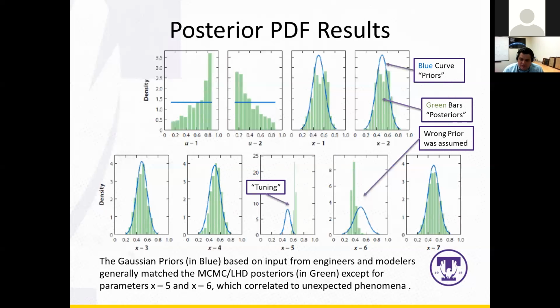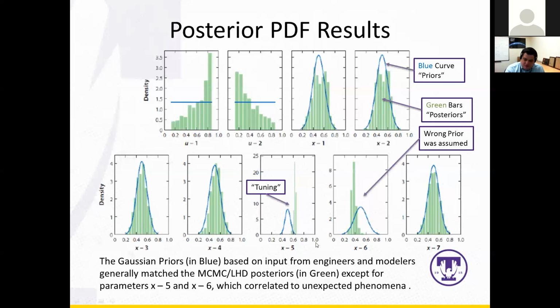After the runs, we come back with posteriors, which are the green bars. It tells us that they got very good estimates, that essentially the Gaussian priors are correct for X1, 2, 3, 4, and 7. For X6, we still see a central limit theorem being applied, but it happens to be skewed to the left, so this would imply that we normalized it wrong, so that the wrong prior was assumed. The distribution is correct, but the normalization was off.